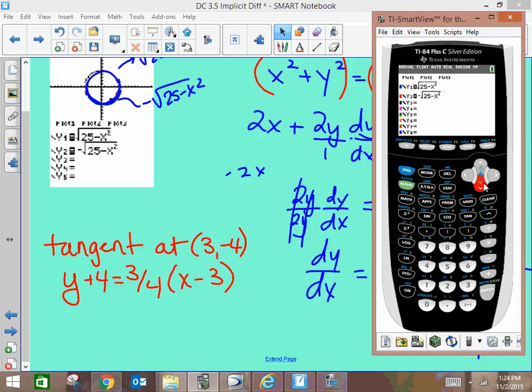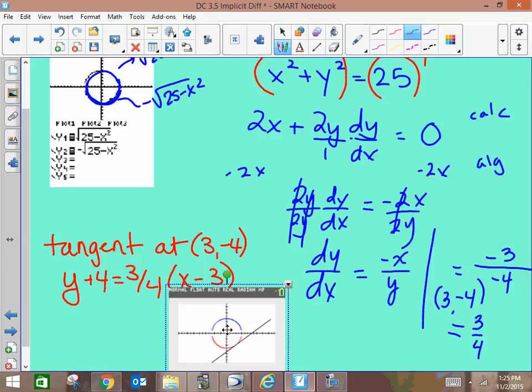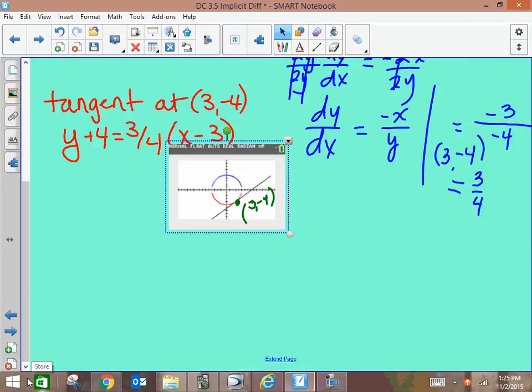Wait, so you got those equations just by getting y by itself? Yes, I did. Plus 3/4, just in case the calculator decides to do something weird, times (x minus 3). So that's my tangent line. Okay, so there's my bottom half of my circle, and here comes my tangent line through (3, -4). Here's (3, -4) right there, and that certainly is a reasonable tangent for that circle, right?